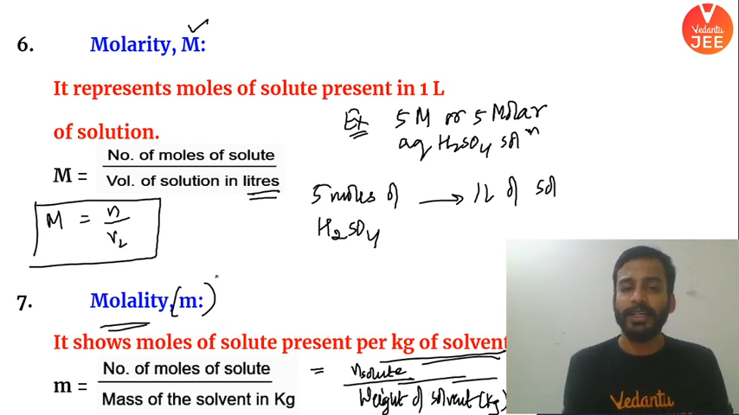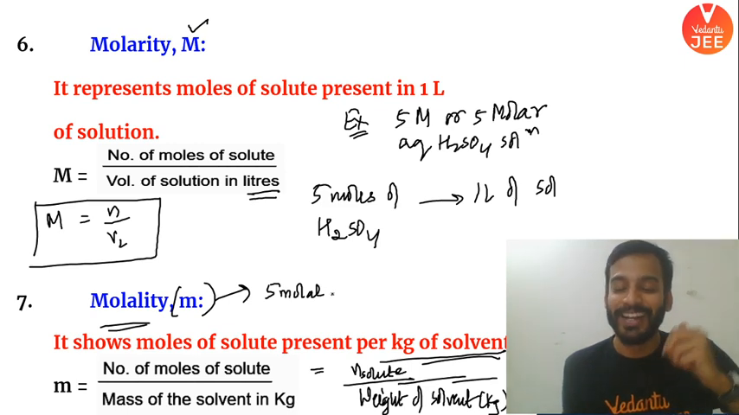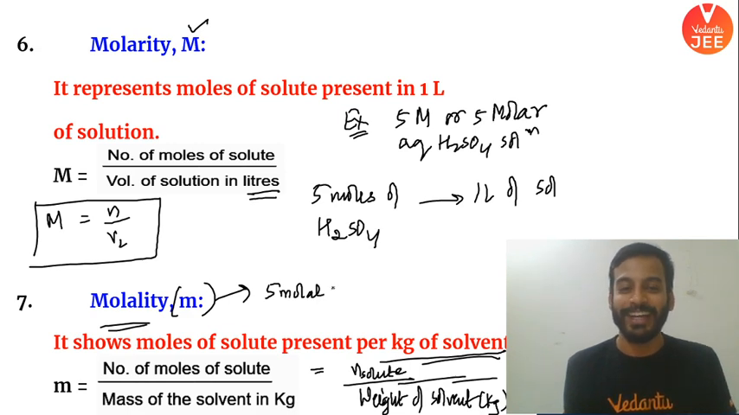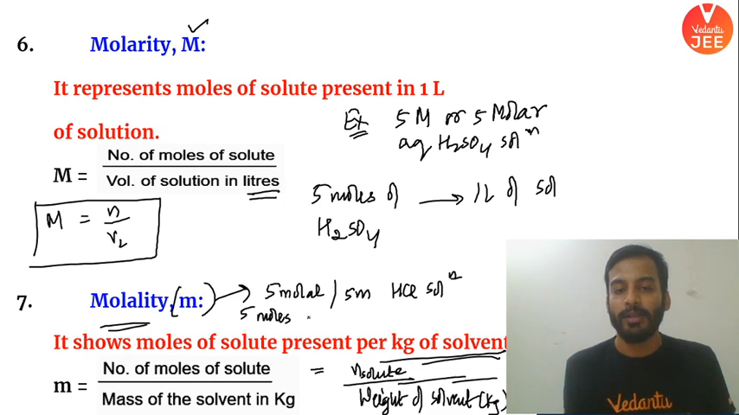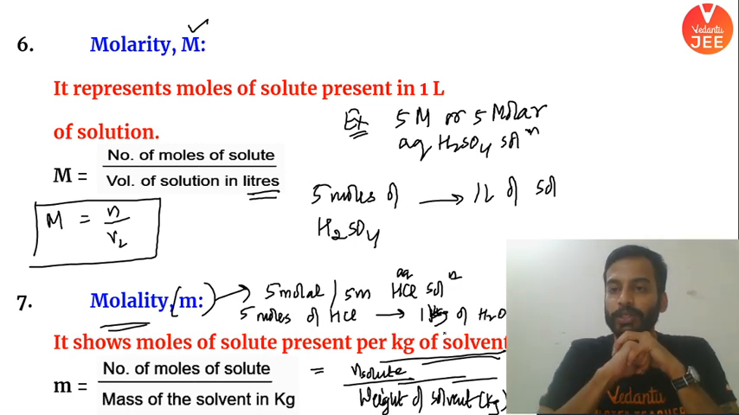अच्छा, इसको कैसे रीड करना है? If I say 5 molal, this is molal, your tongue will touch the roof of your mouth. जरा देखिए आप, 5 molal HCl solution. How do I read it? It means 5 moles of HCl is present in 1 kg, और यहाँ पे लिख देना चाहिए aqueous HCl solution, 1 kg of water.